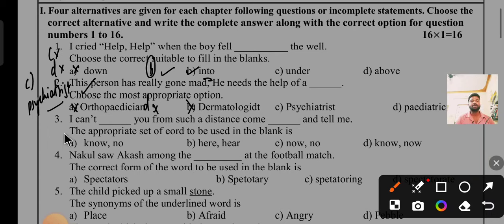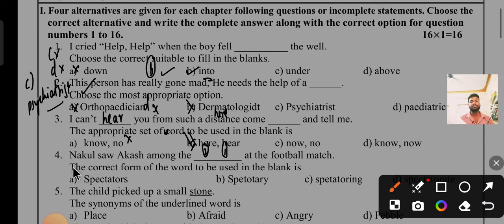Okay, next, third question: I can't dash you from such a distance, come dash and tell me. What is the appropriate set of words to be used in the blanks? Which one is right here? I can't hear, I'm not listening, you from such a distance, come here. The second blank comes to h-e-r-e, the first one is h-e-a-r. Which one is the option? No is wrong, the other is also wrong. Here there is a mistake, my dear students. This one is the second, this one is the first. In the typing there is a mistake. Recorrect it: I can't h-e-a-r, and you from such a distance, come h-e-r-e, here.